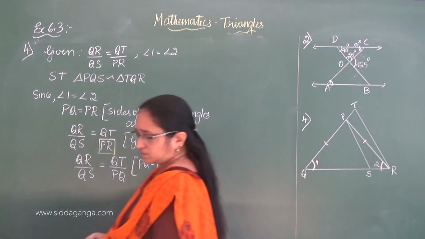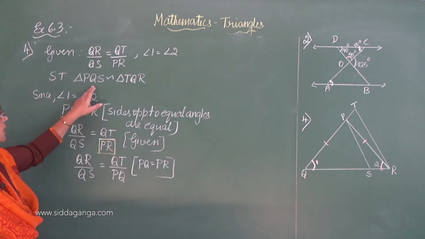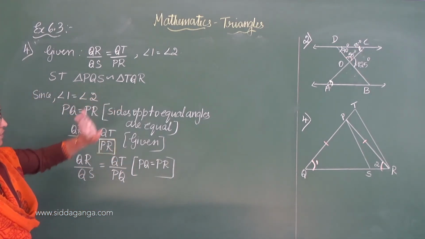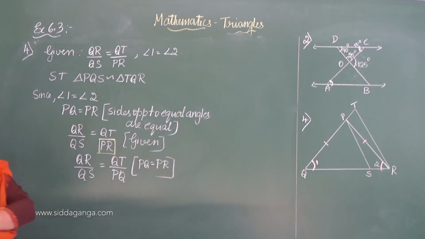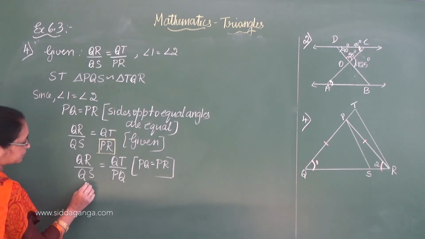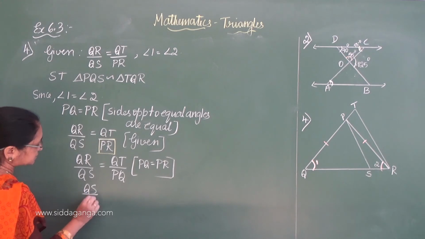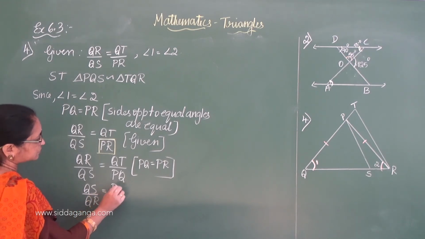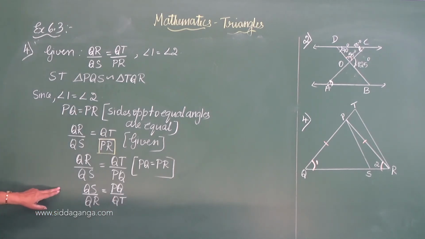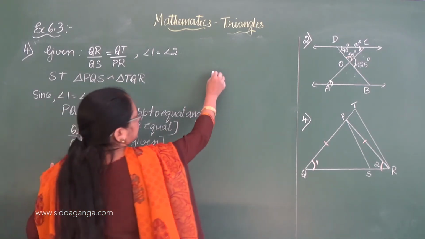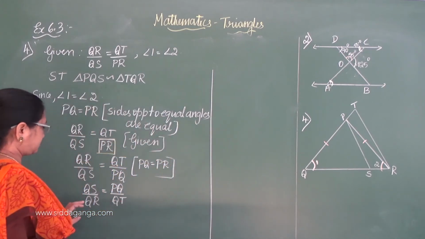Okay. Now what do we have to prove? We have to prove that PQS and PQR are similar, the two triangles are similar. So for that, just take the reciprocal of this. By taking the reciprocal, QS by QR is equal to PQ by QT. Okay, now let me conclude this.